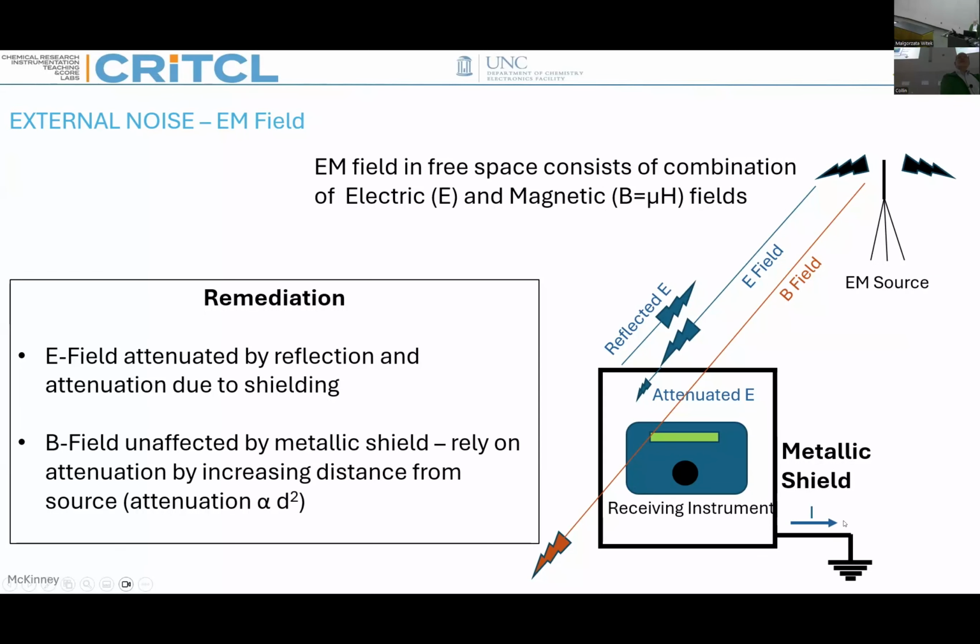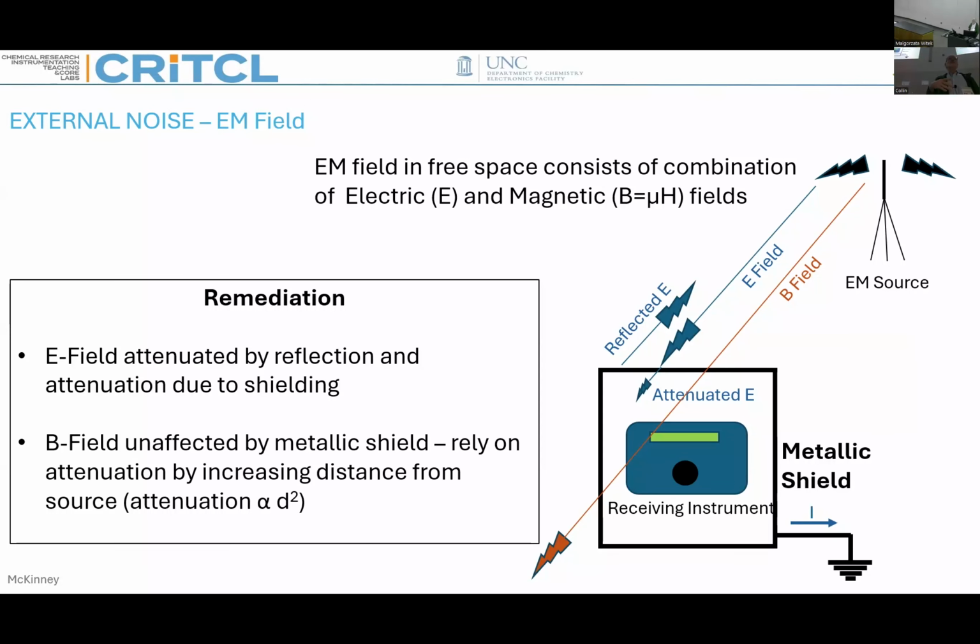The problem is it does not do anything to the B field. All right, the B field is magnetic. Putting a shield up isn't going to do much. So the way we deal with B fields is distance. Whatever the source of this EM field is, the B field falls off as the square of the distance from the source. So that's really important.